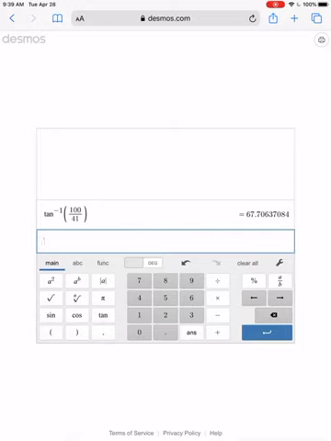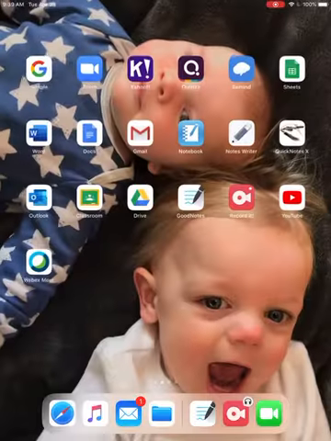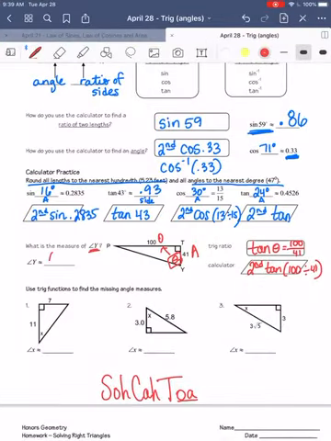All right, so that's 67.7 degrees. So if we're rounding to the nearest whole number, that 0.7 is going to round it to 68. So y is approximately 68 degrees.